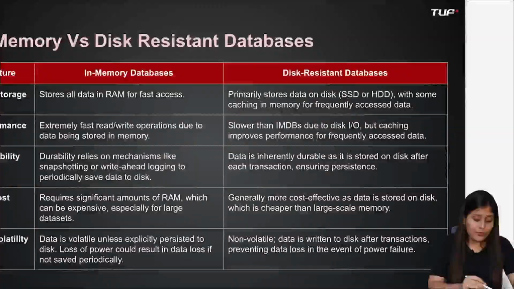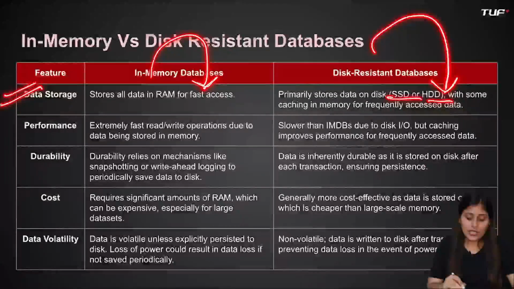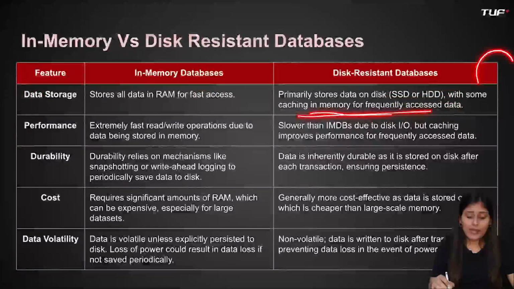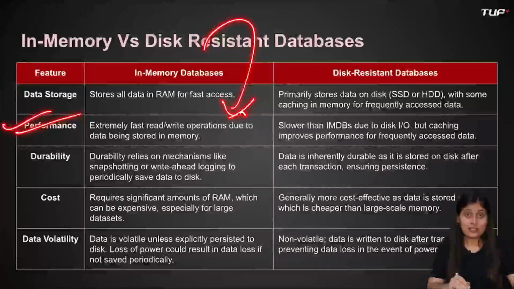First, talking about data storage, in in-memory databases we save data in RAM. In disk databases, we save in SSD and HDD, and here we apply some caching techniques to improve the performance. Performance wise, in-memory is extremely fast because IO operations in memory are very fast.